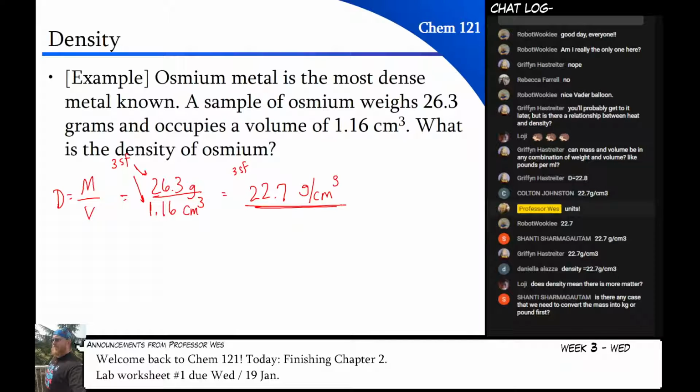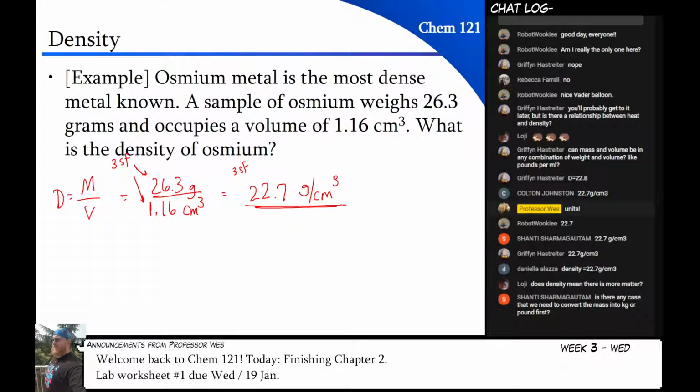Does density mean that there's more matter? It does in the sense that per unit volume. So in 1 cubic centimeter of osmium, there are 22.7 grams. But in 1 cubic centimeter of, say, aluminum, there would only be 2.7 grams. So osmium would have 10 times more matter inside a cubic centimeter than aluminum does.